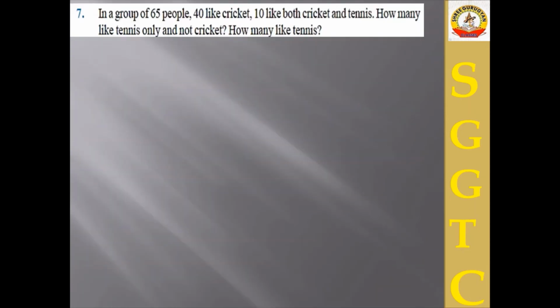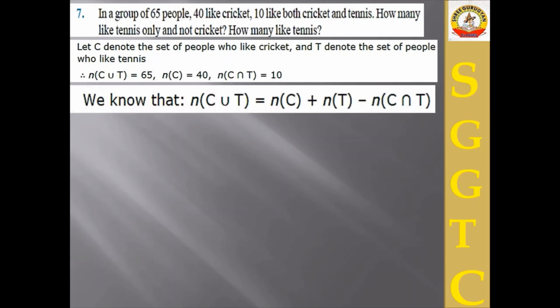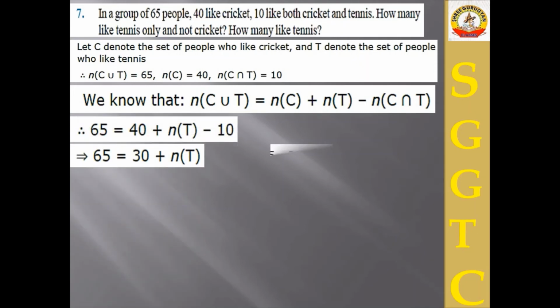Question number 7. In a group of 65 people, 40 like cricket, so consider cricket as C, and 10 like both cricket and tennis, so consider tennis as capital T, and the union value is asked. How many like tennis only? Tennis only means N of T is being asked. So write the formula: N of C union T equals N of C plus N of T minus N of C intersection T. Apply all the given values and calculate further. Definitely your answer is 35.